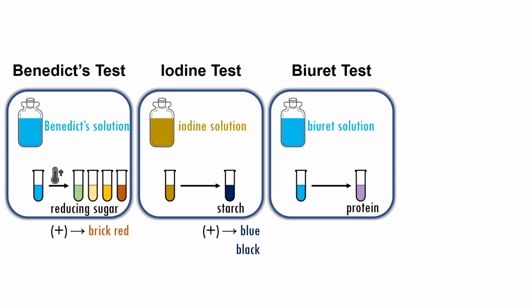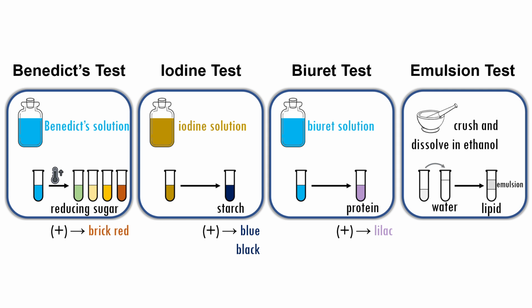After adding sodium hydroxide and copper(II) sulfate to the food sample, a purple or lilac color shows that protein is present. Lastly, the emulsion test checks for fats. When the food sample is mixed with ethanol and then added to water, the presence of lipids is indicated by a cloudy white layer forming at the top.